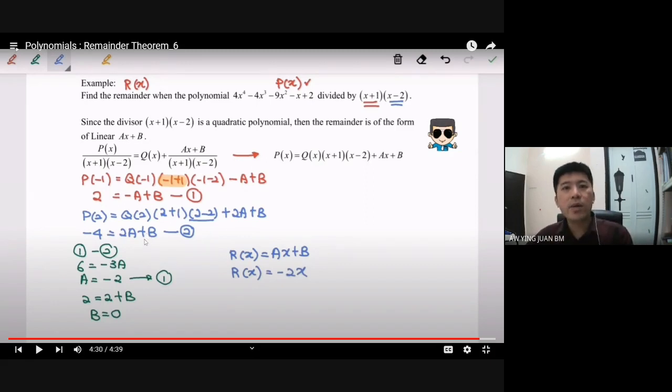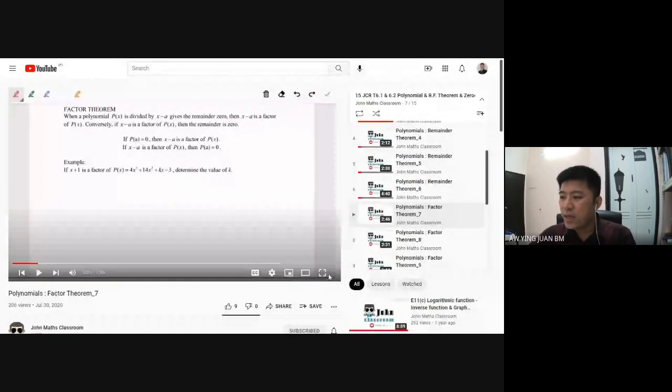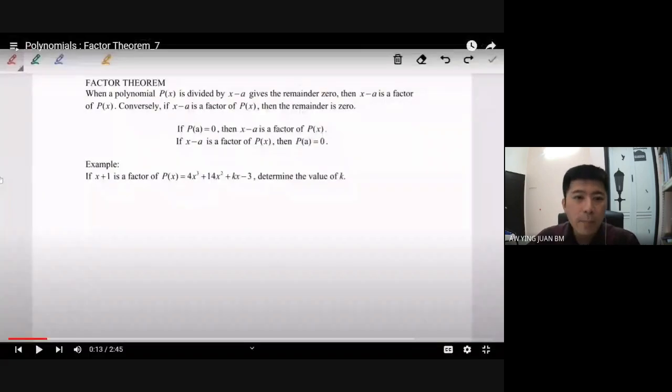So sekarang kita akan bergerak ke factor theorem. Okay? Sebenarnya factor theorem dengan remainder theorem, dia hampir sama. Tapi dia ada satu syarat saja. Tadi saya dah sebut syarat kan? Di sini pun ada syarat dia. So that is the only thing to differentiate these two, which is the remainder theorem and also the factor theorem.